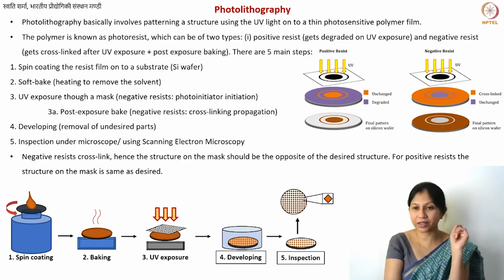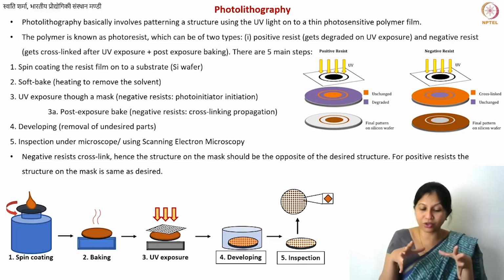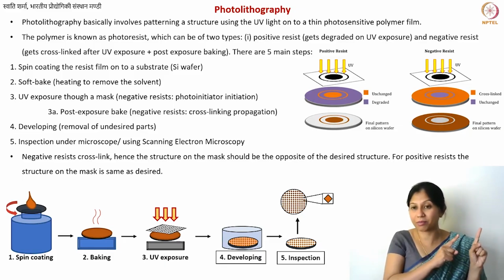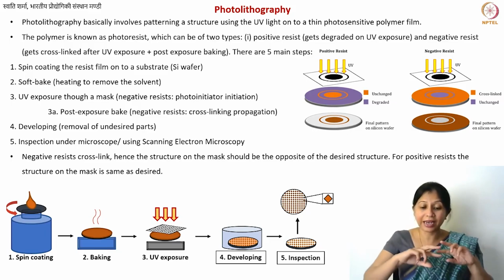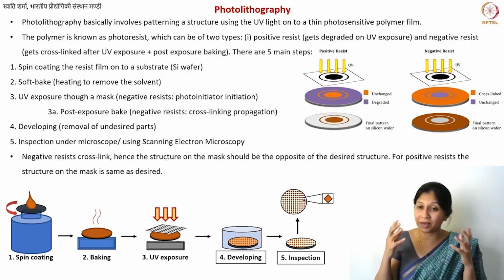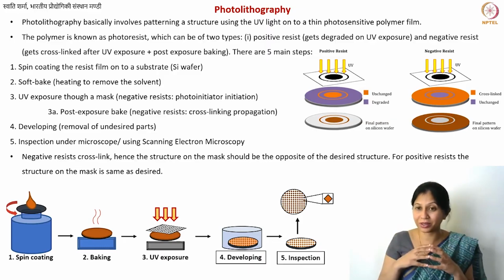In the case of negative resist, you have to have the opposite structure, because the parts that are exposed to the UV light will stay there because they become cross-linked. It's the uncross-linked parts that will be washed away with the developer. So in that case, you will have the negative of your actual structure on top of your mask. And that is why the terms negative and positive are used.